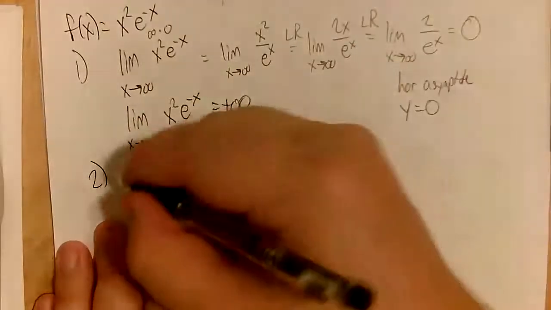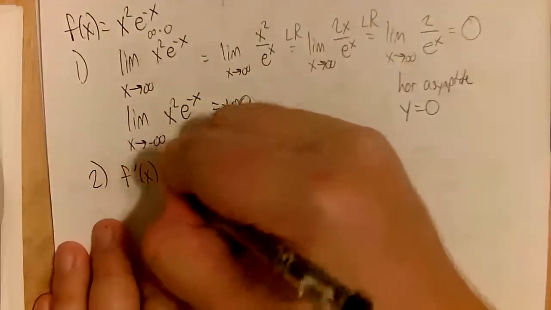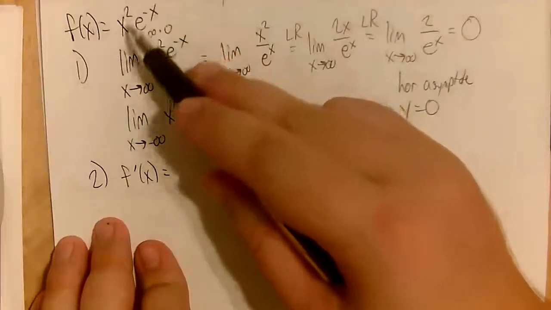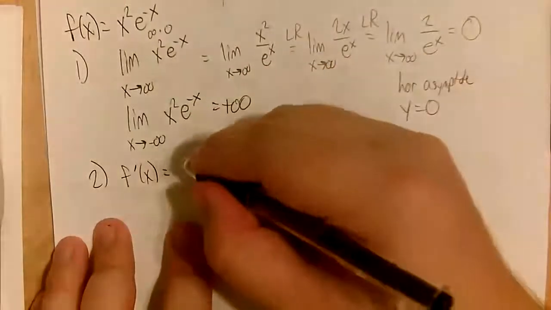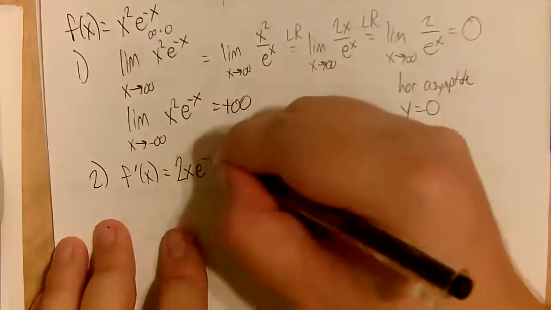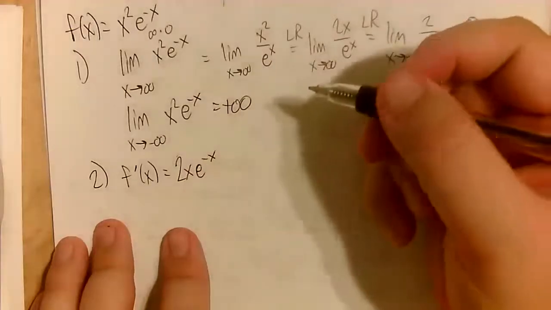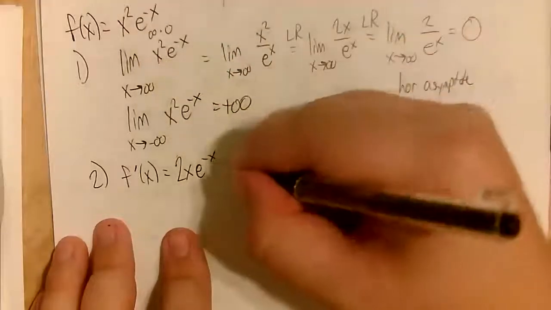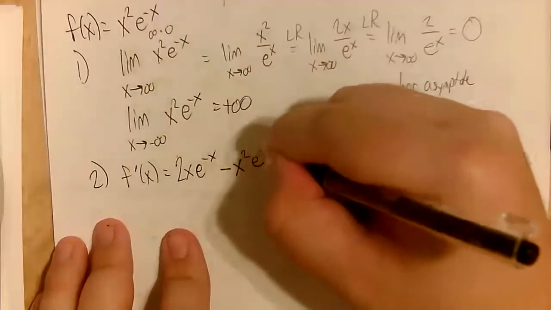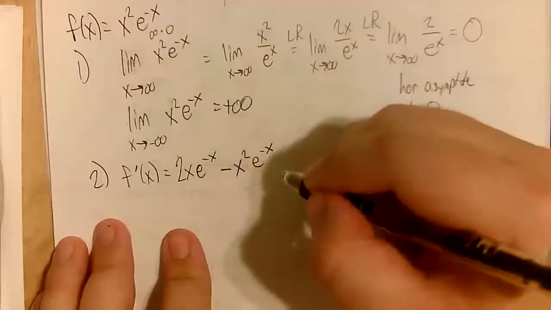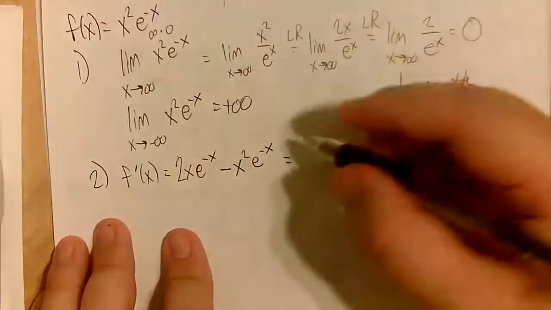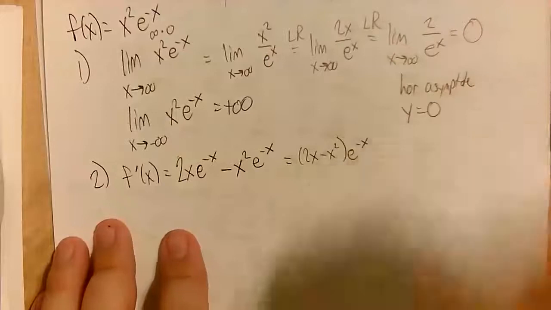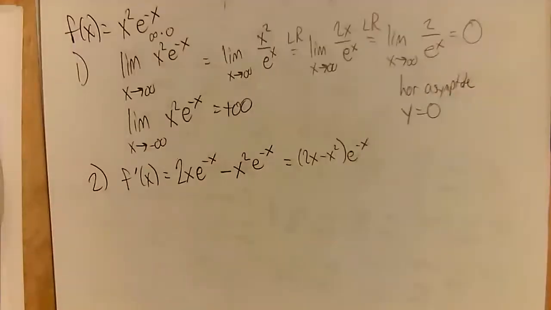Next, let's find our critical points. We need to compute f prime of x. The derivative of this right here, we need to use the product rule for. So the derivative of x squared will be 2x. I leave my e to the negative x alone. Then the derivative of e to the negative x is negative e to the negative x. And I leave the x squared alone. So here's our derivative right here. Now, as before, I'm going to simplify this so this is to our advantage. It makes things a lot clearer. So I'm going to factor out that e to the negative x there.